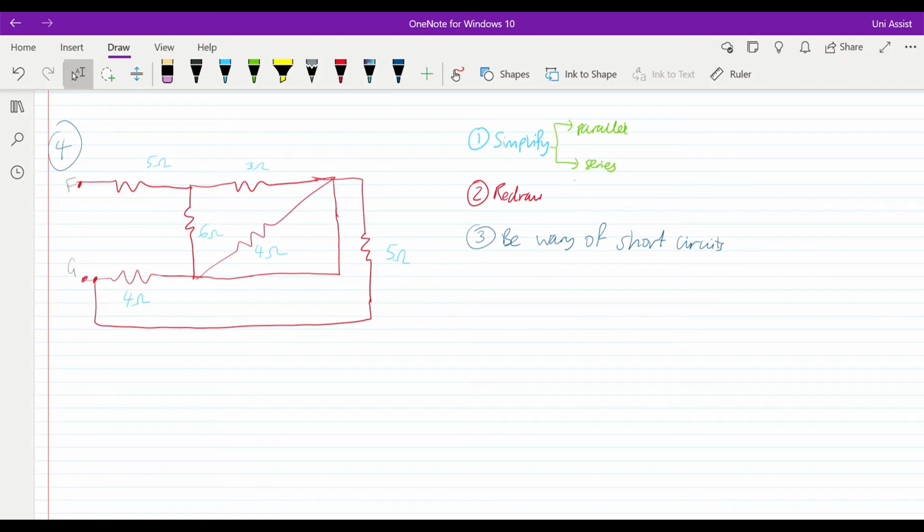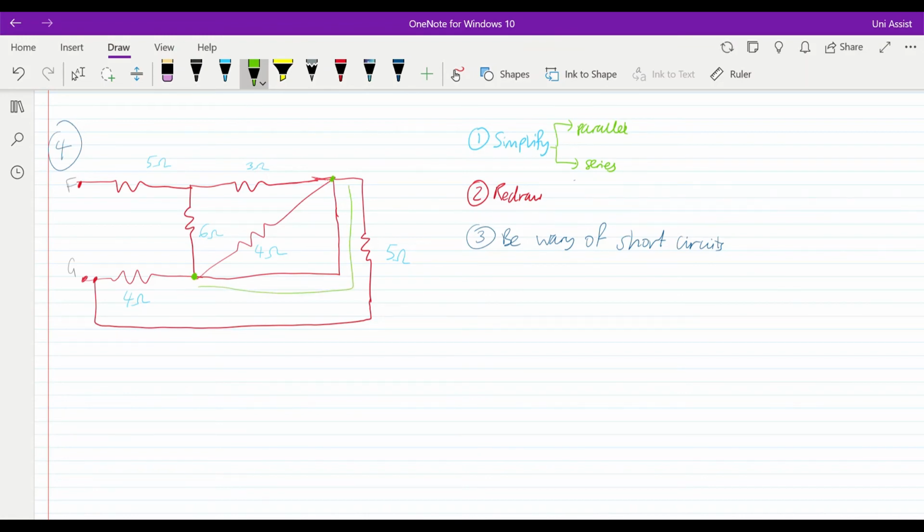Okay, on to our fourth and final question. Let's begin by applying our same strategies. Here in this question, it's a little bit difficult in that there's no obvious signs of any parallel or series combinations. So what we're going to do is move to our third step, which is to be wary of short circuits. You can see that these two points here are actually shorted by this connection at the bottom.